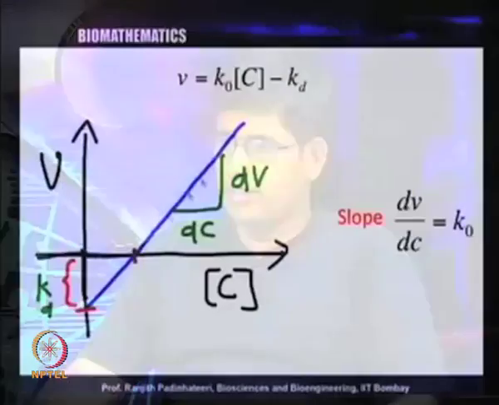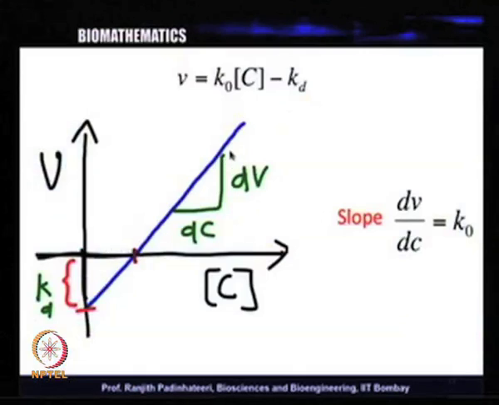So, what can you do? You can do experiments at large concentrations in the positive part, extend this and extrapolate it, and then look at the value at which it hits the y axis, that is called the y intercept, and you will see that this value is Kd. The value at 0 concentration is Kd.